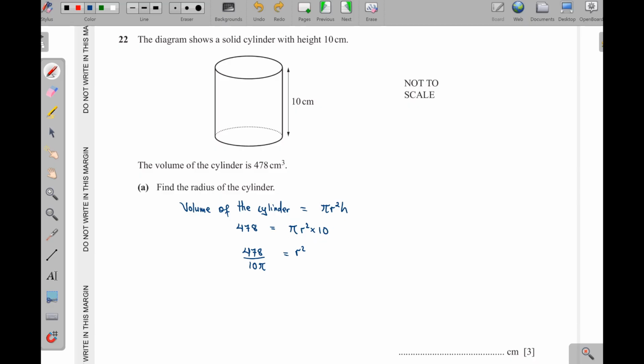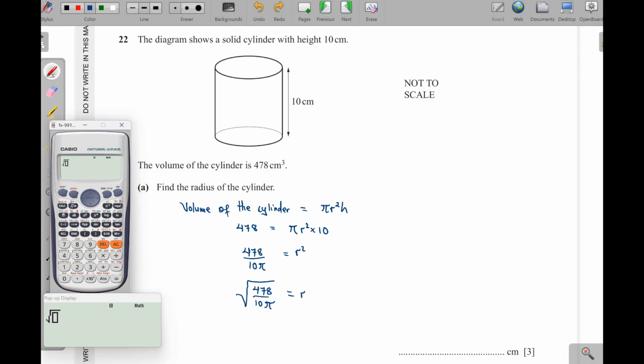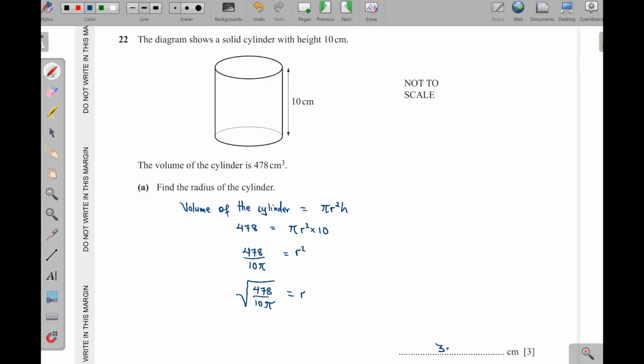And then after that, we shall get the square root of this 478 out of the 10 pi to give us our r. So to 3 significant figures, what do we get here? Square root of 478 divided by 10 pi. The answer is 3.90. That is 3 significant what? Figures. Remember, 0 is a significant figure if it is in between other what?